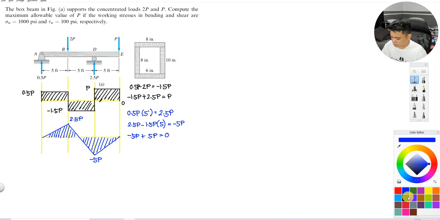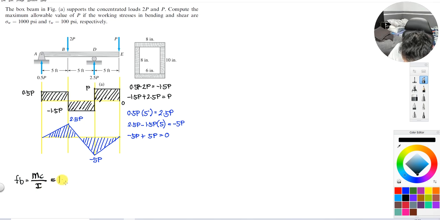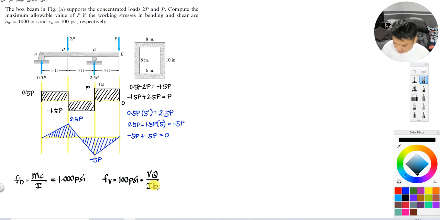Okay? So, this time, meron tayong dalawang criteria. So, the FB would become equal to MC all over I. Again, you can have it 1,000 PSI. And then, the FV equals to 100 PSI, which is equals to VQ all over IB. Okay? So, for now, ang kailangan natin is to solve for the moment of inertia.